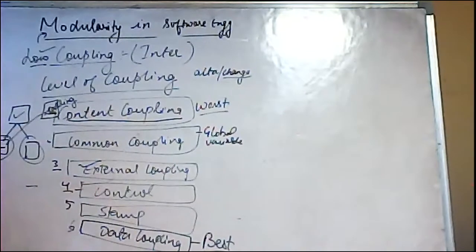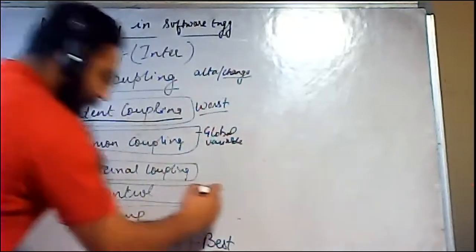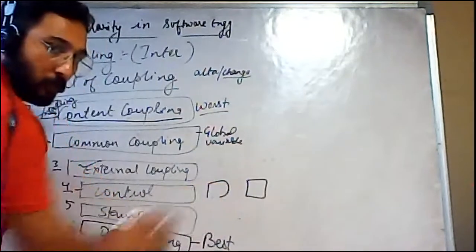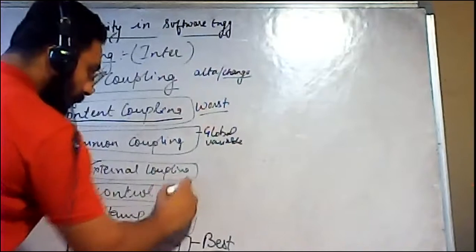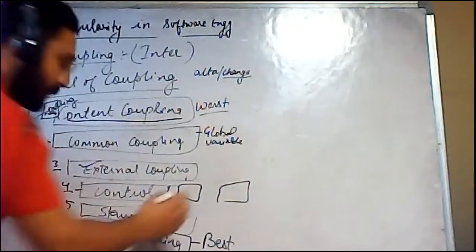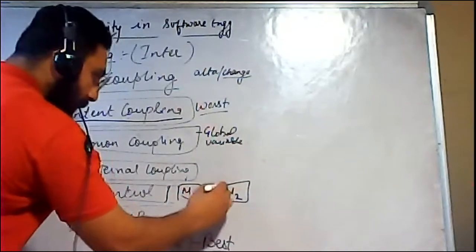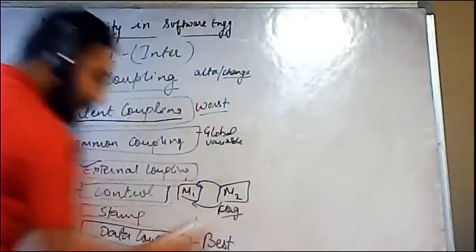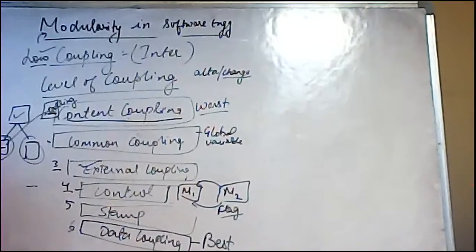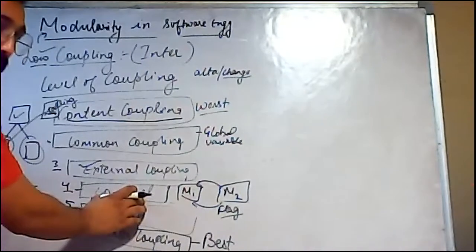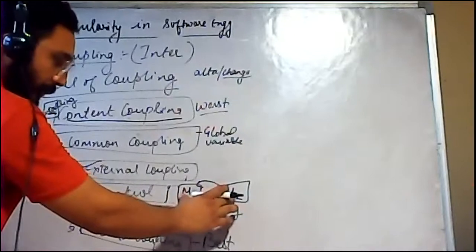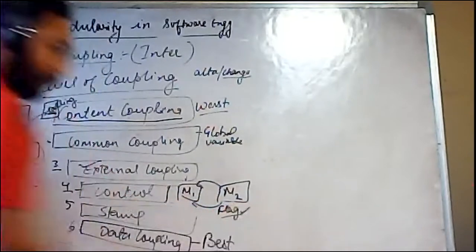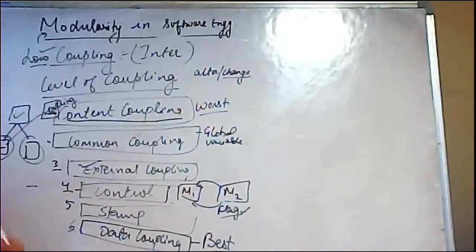Then there is the next one, control coupling, and in this there is a communication between two modules. If this is module 1 and this is module 2, there is a communication between the two modules with reference to flag values. Control coupling says that there is a dependency between two modules and they are communicating with each other with the concept of a flag. That is what control coupling is.